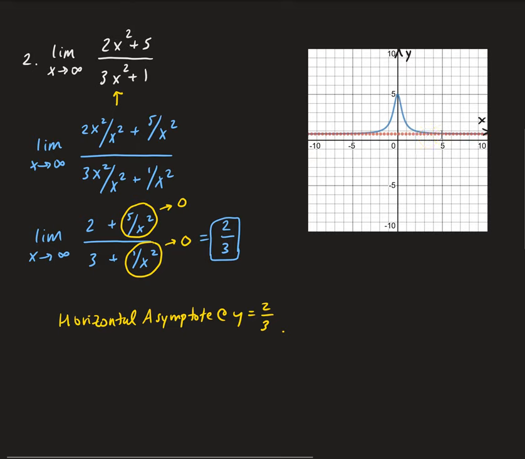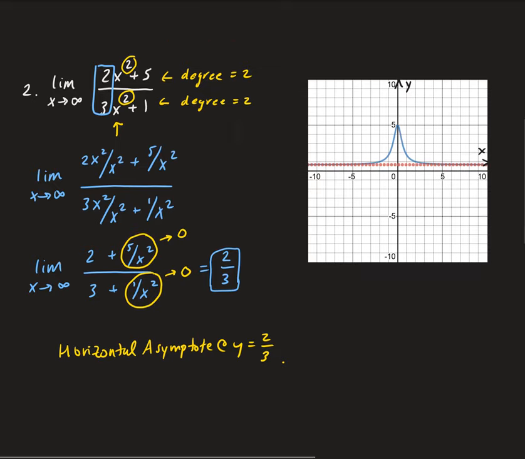So again, since it's a rational function, we can look at the degrees. So the degree of this polynomial is equal to 2, and the degree of this polynomial is also 2. So when the degrees are equal, for a given rational function, if you want to find the horizontal asymptote, we just take the ratio of the leading coefficients. And so that's the value of 2/3.